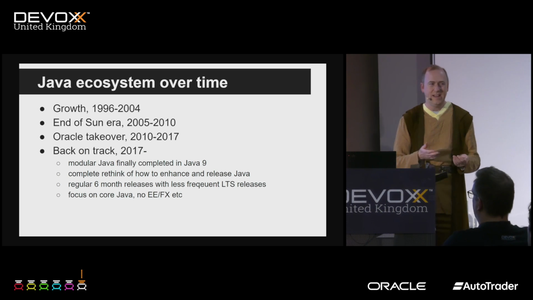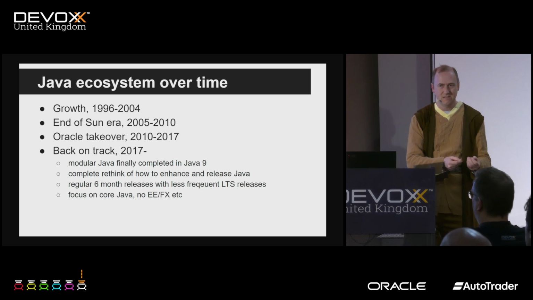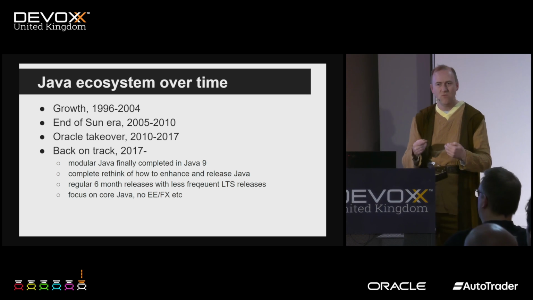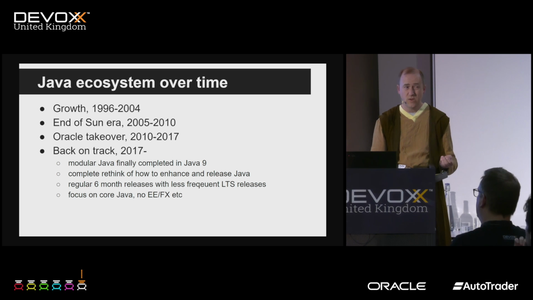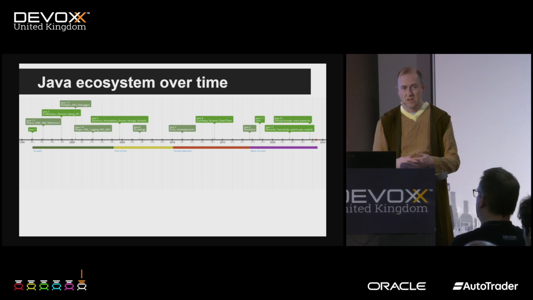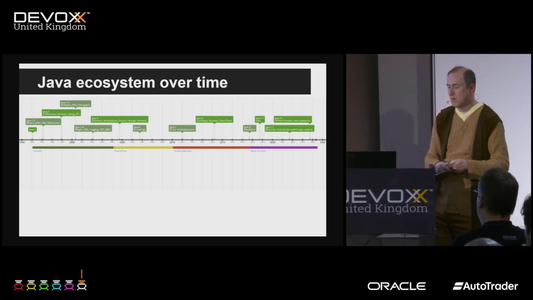It wasn't really until 2017 when we had Java 9 and the modular Java completed. After that, we had these six-monthly releases, and really that's the point at which Java was back on track. But it was much more of a focus on core. EE and FX and so forth had disappeared. So there's the timeline. It's probably too small for you to see in great detail.